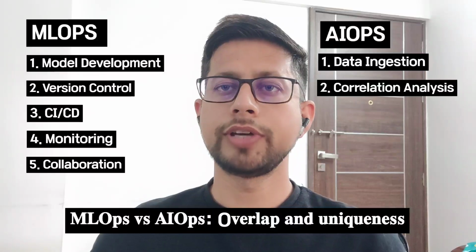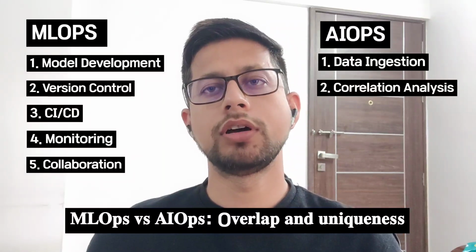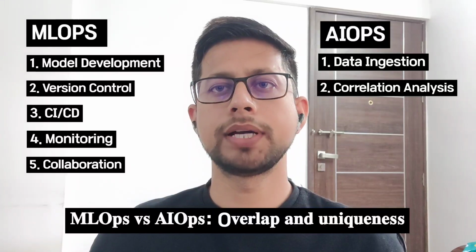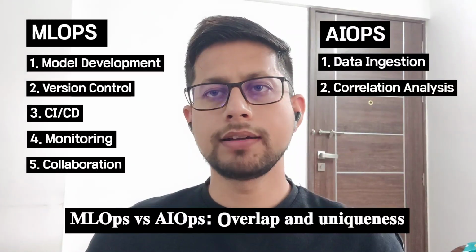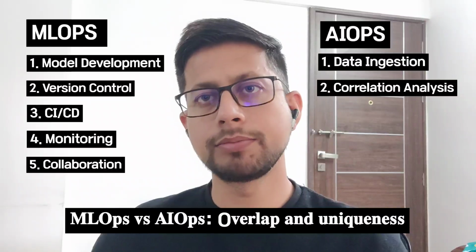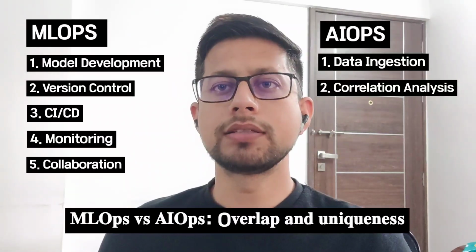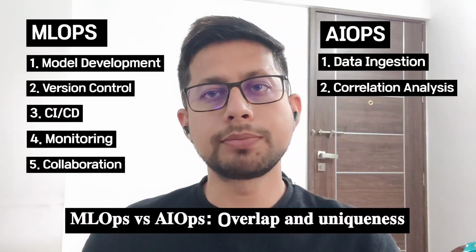The second component of AIOps is event correlation analysis. When we have loaded that huge amount of data generated by IT applications, we need to understand the different patterns, the hidden patterns behind the data, and whether there are any anomalies or outliers present in the data.